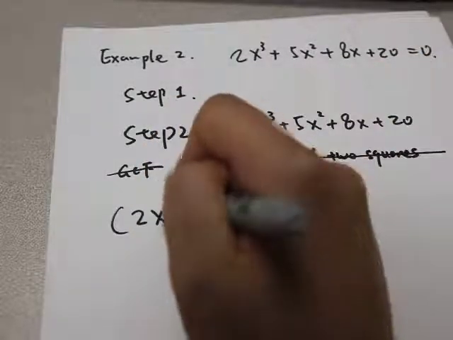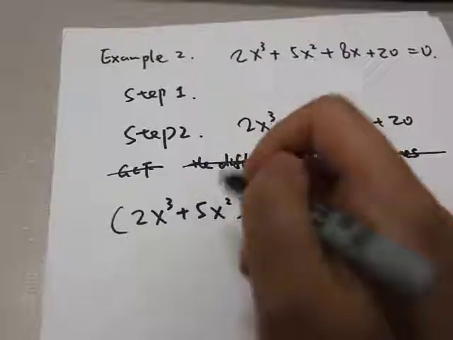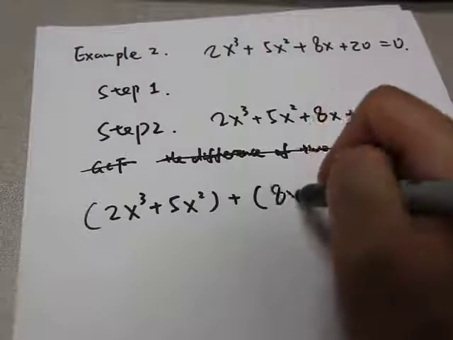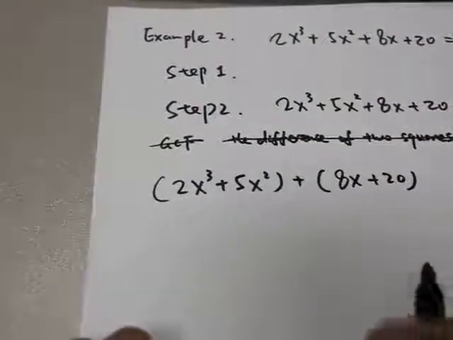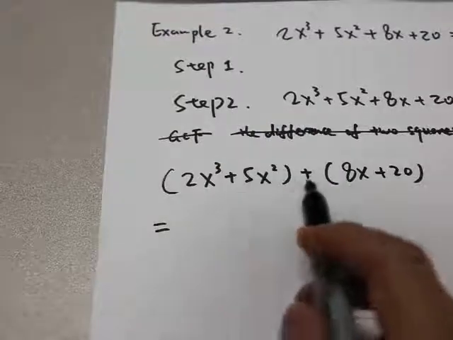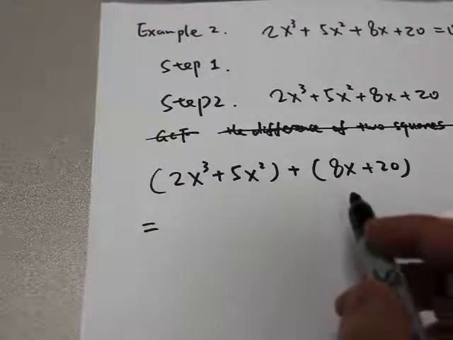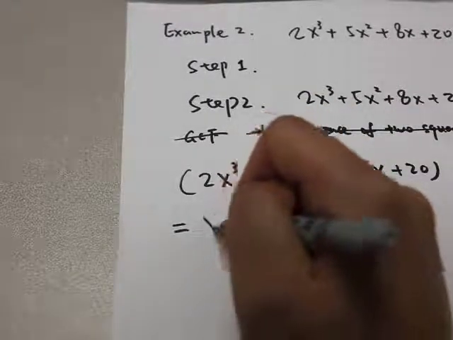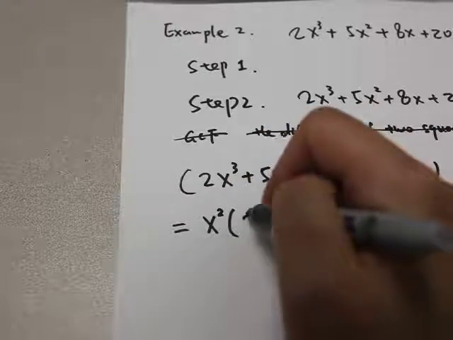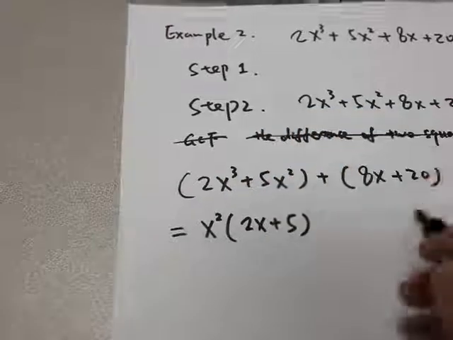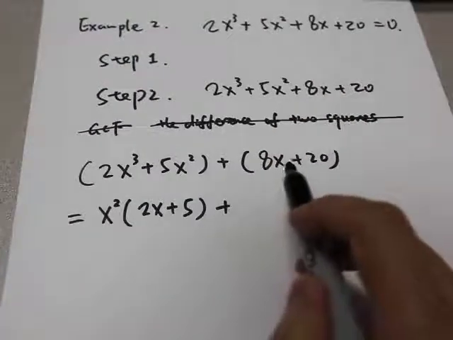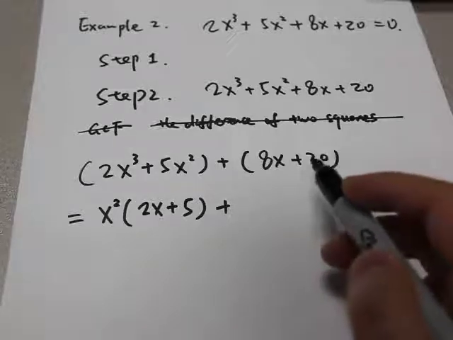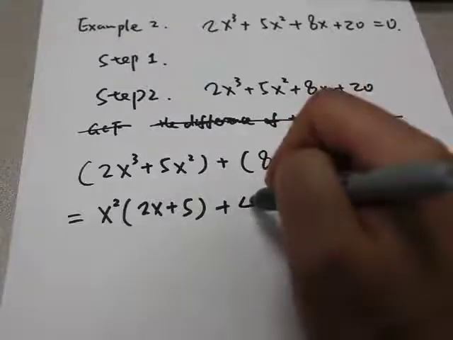We put the first 2 terms in one group, and the plus, and we put the other 2 terms in another group. Okay, and then next, in each group, we factor out the greatest common factor. Between 2x cubed and 5x squared, the greatest common factor is x squared. So we are left with 2x and 5. In the second group, between 8x and 20, the common factor is a number, and that number is 4.